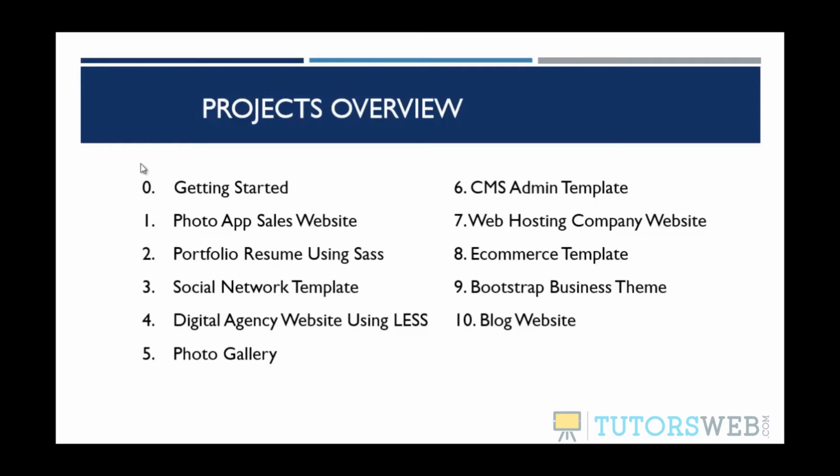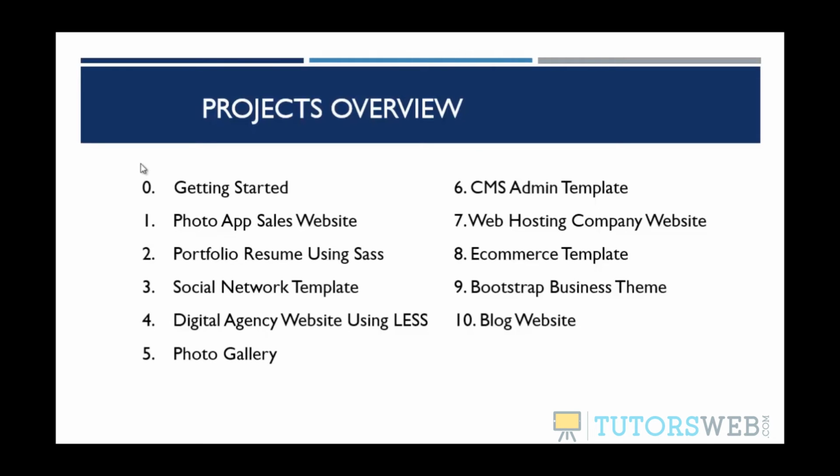Chapter 1 will be a photo app sales website. When you see an app, it usually has a website to go along with it to give you the documentation or whatever. So we'll be building that. Chapter 2 will be a portfolio resume, and we'll be using Sass, which is a CSS preprocessor. Chapter 3 will be a social network template, which will have something like 7 or 8 pages to it, including a profile, the main page, things like that.